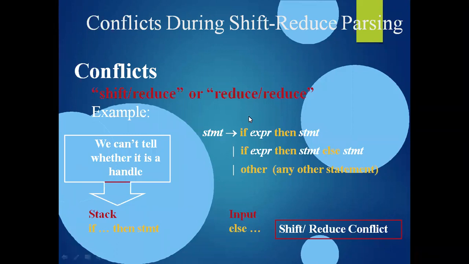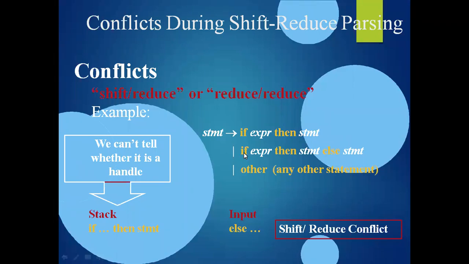From this given grammar, how are we concluding which type of conflict it is? From the example we can tell whether it is a handle. If the stack is if then statement, and the input is else, if you get such a stack and such an input, then we can conclude it is a shift reduce conflict.